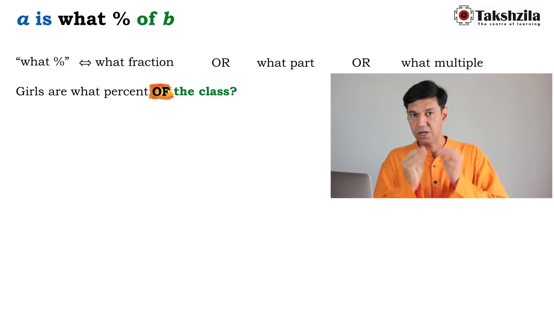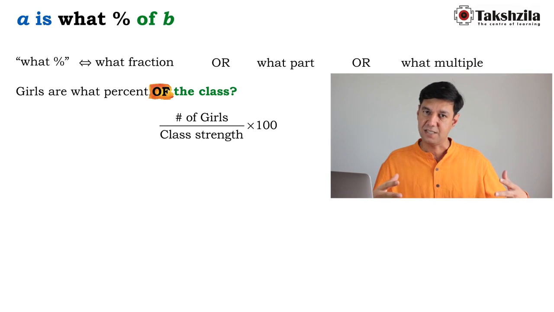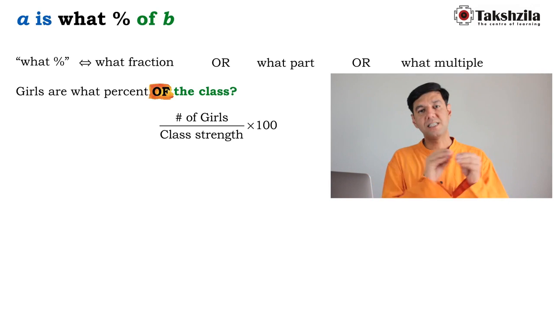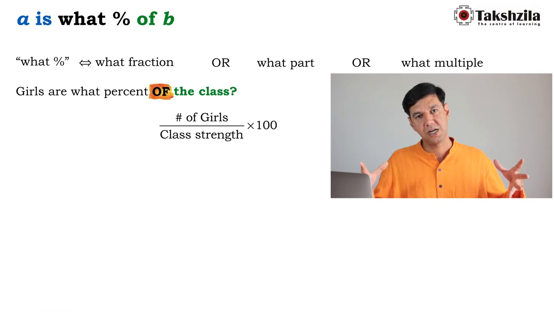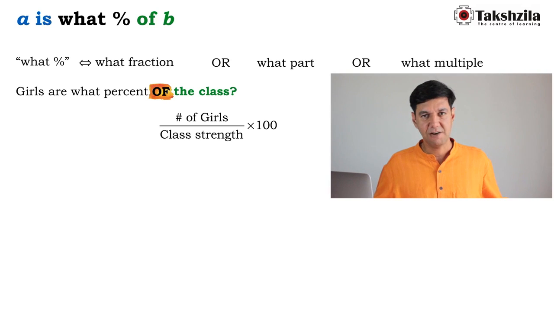We just need to identify what is my base. The base will go in the denominator. Probably that's why it's called a base of comparison, right? So the answer here is that girls are compared as a fraction of the class, the total strength, right? So the number of girls divided by the class strength, into 100 to write it as a percentage, right? We just have a fraction, to convert it to a percentage, multiply by 100.